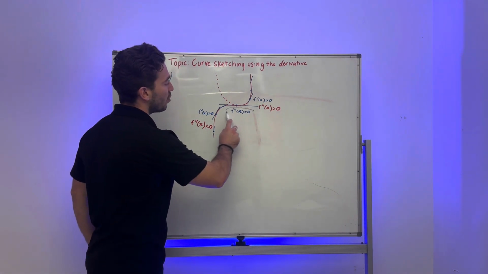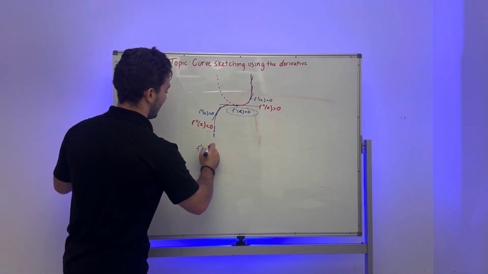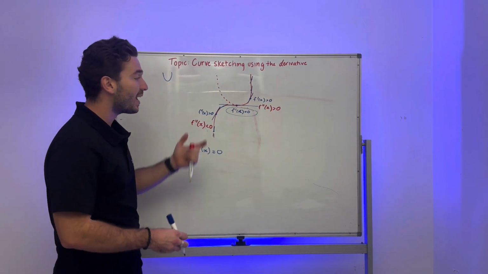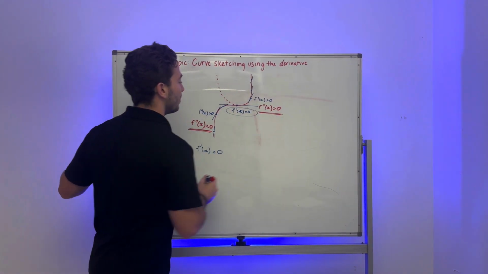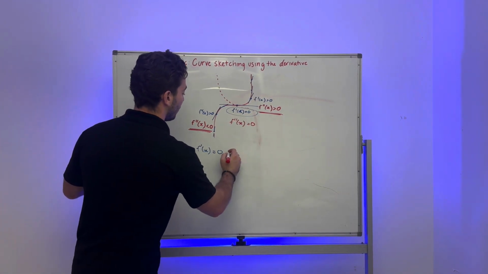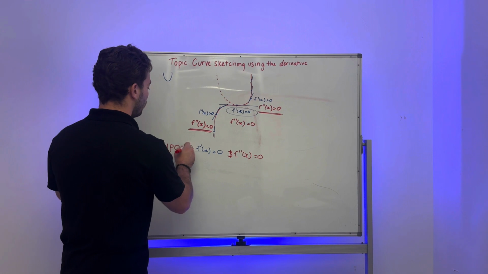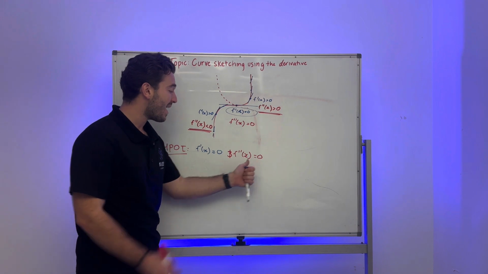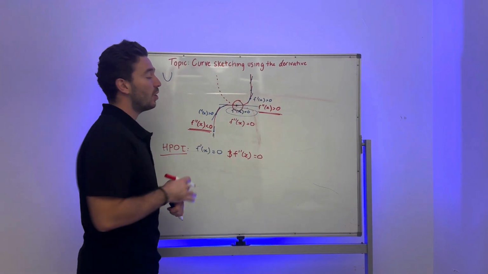So what's happening here? Like I said, I've got a 0 gradient. I have the fact that f dash x is equal to 0 because my gradient is stationary. But I also have a change in concavity. I'm going from concavity less than 0 to concavity greater than 0. So that must also mean that I have a concavity equal to 0 at this point. That gives us the rule that a horizontal point of inflection happens when the first derivative is equal to 0 and the second derivative is equal to 0 at that specific point. That is how you find your horizontal point of inflection.